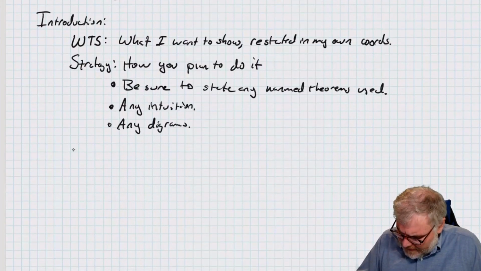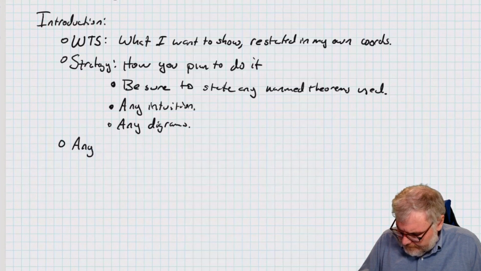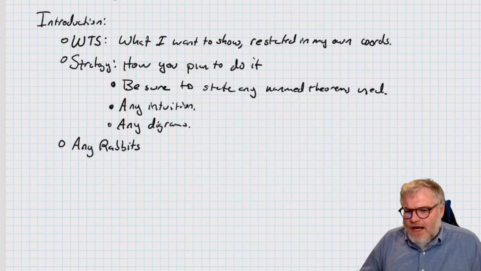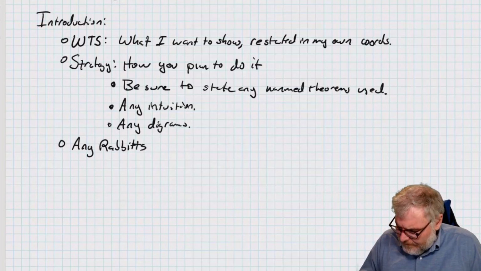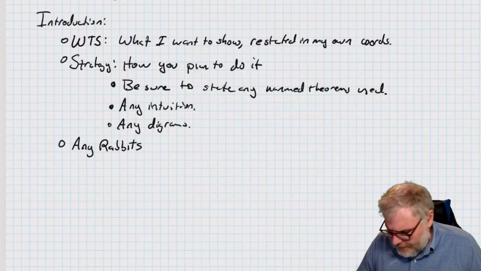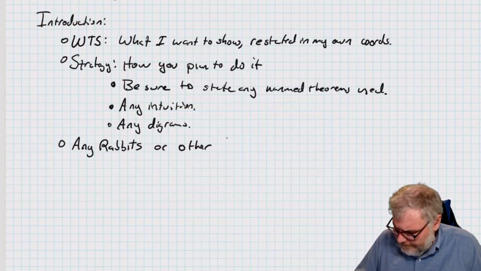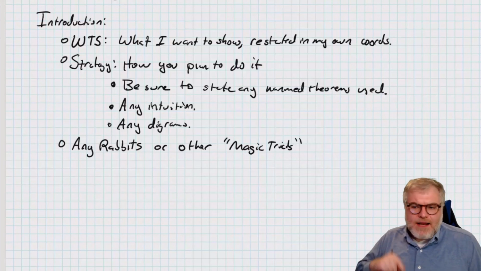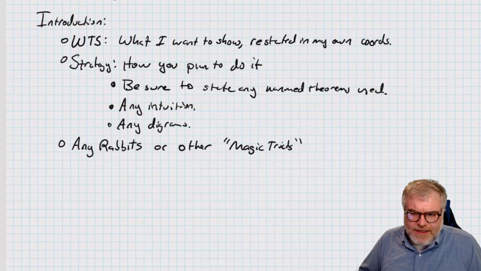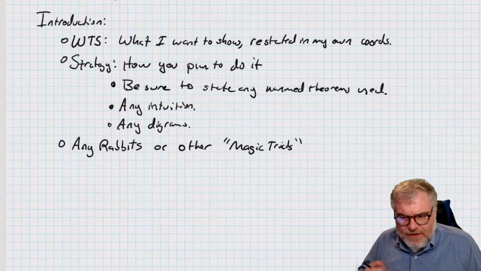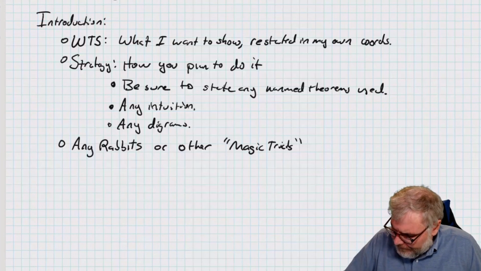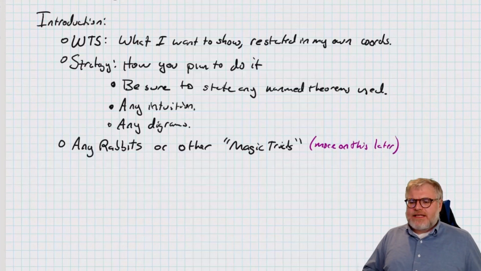The other thing I'm going to put in here is any rabbits. And we're going to talk about rabbits later. We're not so much talking about them now. Is it one T or two T's in rabbits? Interesting. Okay, but this is any rabbits or other magic tricks. A rabbit is a special 1 that I multiply by, or a special 0 I add. Because I can always add 0 and I can always multiply by 1. And we'll talk about rabbits later. So those are the things that go into my introduction.